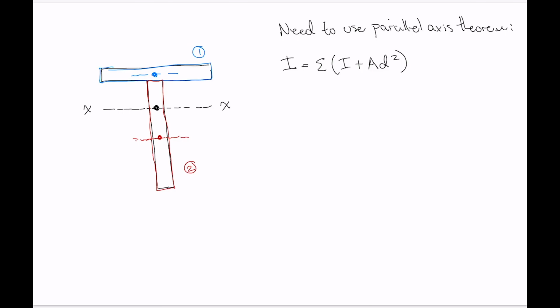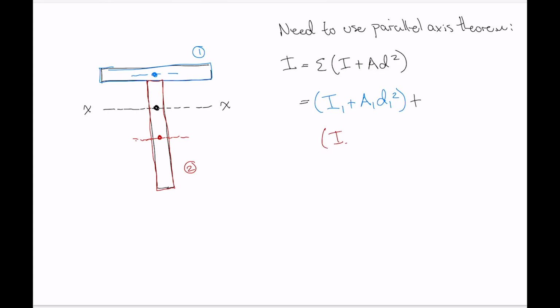All right, the distance d in this parallel axis theorem is the distance between the centroid of the shape that you're considering and the overall centroid location of the entire cross-section. So here, the way we'd expand this equation, first of all, is that we'd say I is equal to I1 plus A1 d1 squared, and then we'd add on the same term for shape 2.